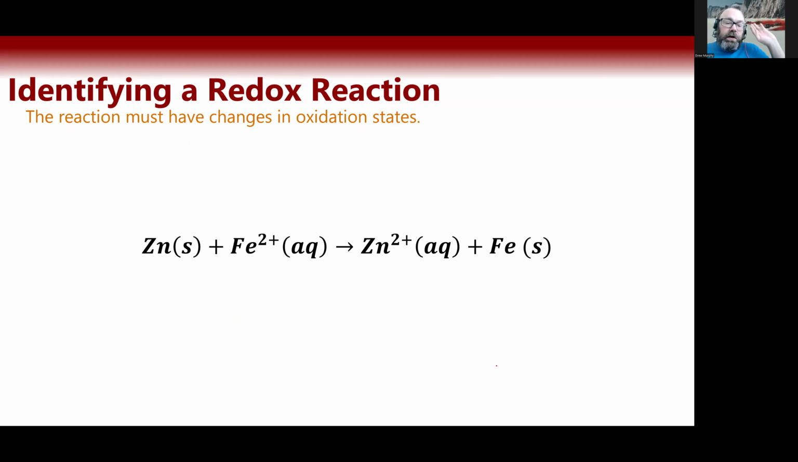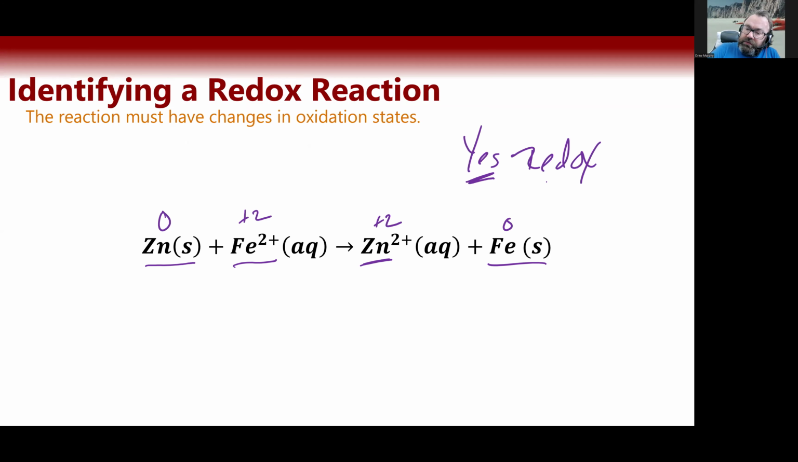All right, so let's look at this one. This one, we can figure this out. Okay, zinc, element loose on its own, got to be 0. Monatomic ion, charge on the ion is +2, so that's +2. Zinc 2 plus, this guy's an ion, so this is 2 plus. And iron loose on its own is 0. Okay, so what this means now is we do have a redox reaction. That just made it worse.